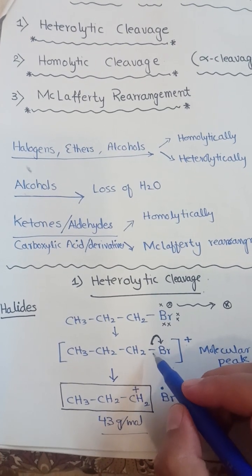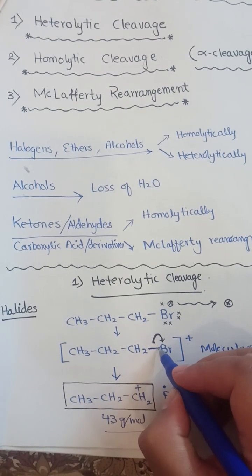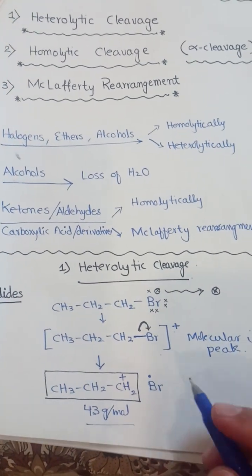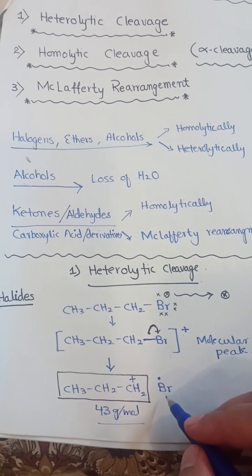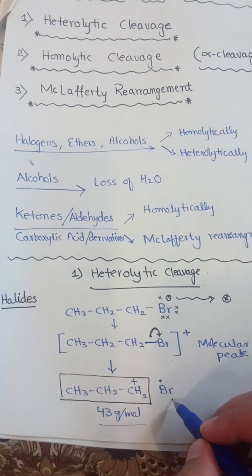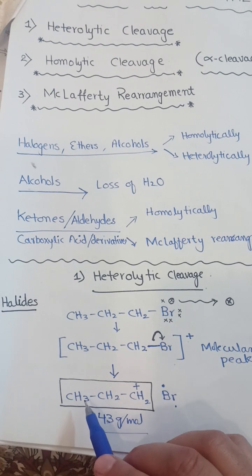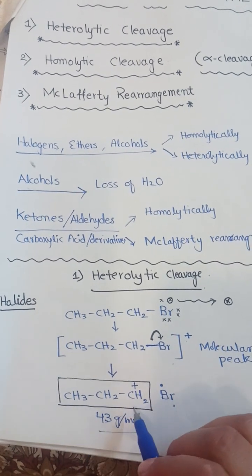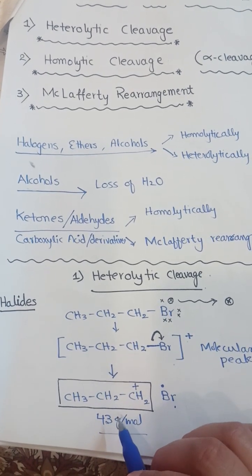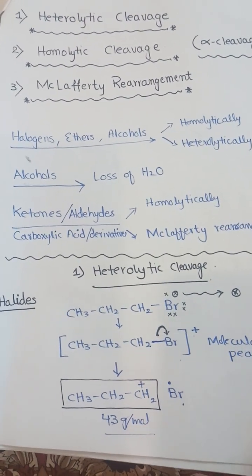And when heterolytic cleavage occurs, both of the bonded electrons will shift towards the bromine, and the bromine, which is already positive, will get these two electrons and become a bromine free radical. The positive charge will shift to the carbon atom, and we will get this carbocation, this positively charged fragment. This positively charged fragment will be detected by the mass spectrometer, and it will give us a peak at 43 gram per mole.